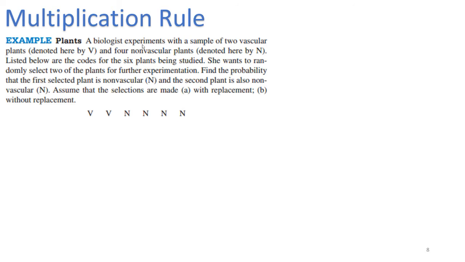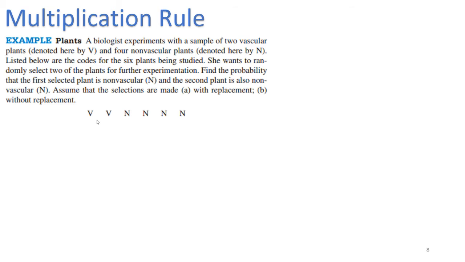A biologist experiments with a sample of 2 vascular plants, denoted here by V, and 4 non-vascular plants, denoted here by N. Listed below are the codes for the 6 plants being studied. She wants to randomly select 2 of the plants for further experimentation. Find the probability that the first selected plant is non-vascular and the second plant is also non-vascular. Assume that the selections are made A with replacement and B without replacement. So you should by now recognize that if we carry out this with replacement, then the 2 selections will be independent.